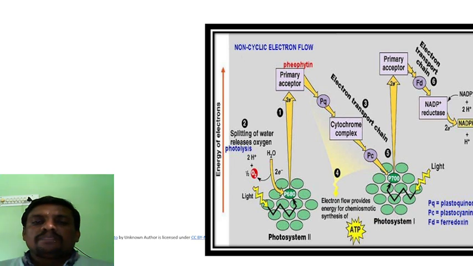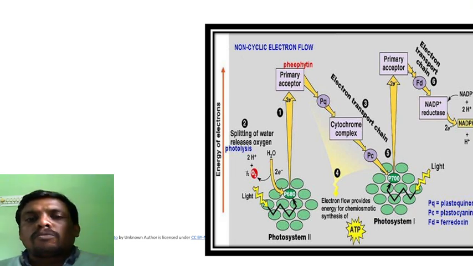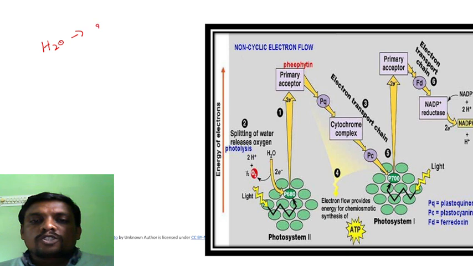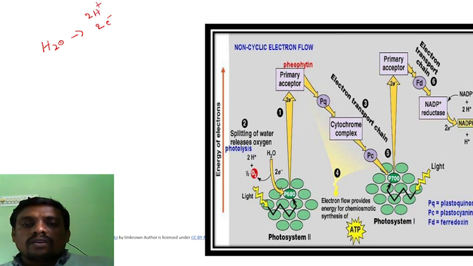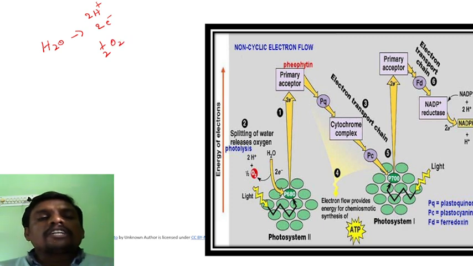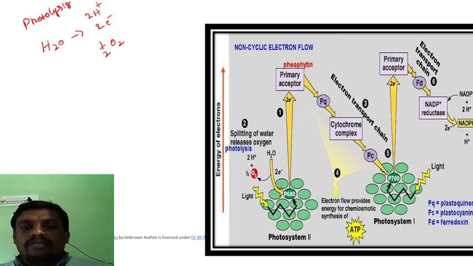In the diagram you can see the P680 reaction center, made up of different pigments. You can see the splitting of the water molecule. What do we call it? Splitting of the water molecule into electrons. At the same time, protons are also formed while the water molecule is splitting, and half a molecule of O2 will be formed. This splitting of the water molecule in the presence of light is called photolysis. What is that? Photolysis.